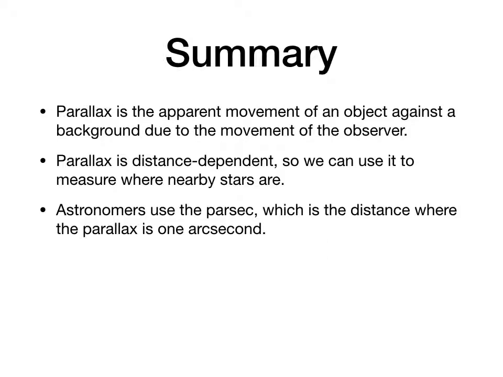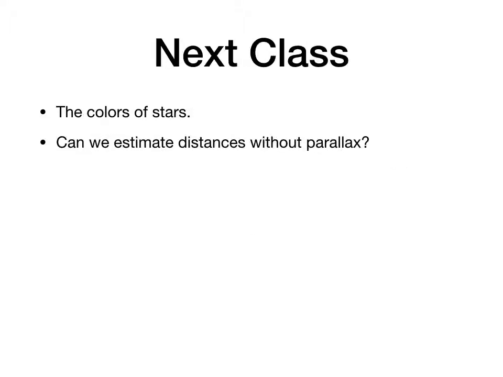So, in summary, parallax is the apparent movement of an object against the background due to the movement of the observer. It's distance dependent, so we can use it to measure distance. If we measure a small parallax angle or a 0 parallax angle, that tells us the star is really far away. A larger parallax angle tells us the star is nearby. Astronomers use a special unit called a parsec to measure star distances, and a parsec is the distance that a star would be if the parallax angle was 1 arcsecond. So next class, we are going to talk about the colors of stars and estimating luminosity, which gives us a way to measure distance without parallax.